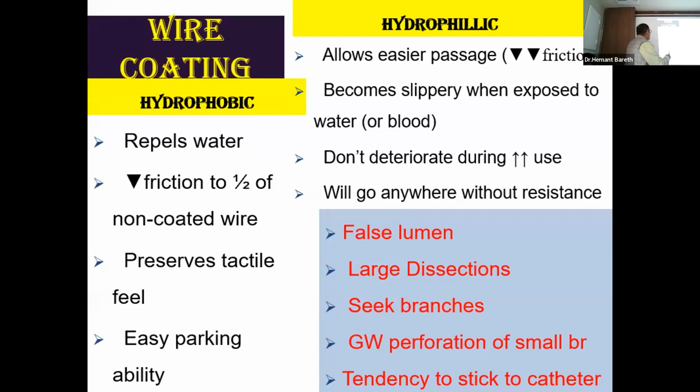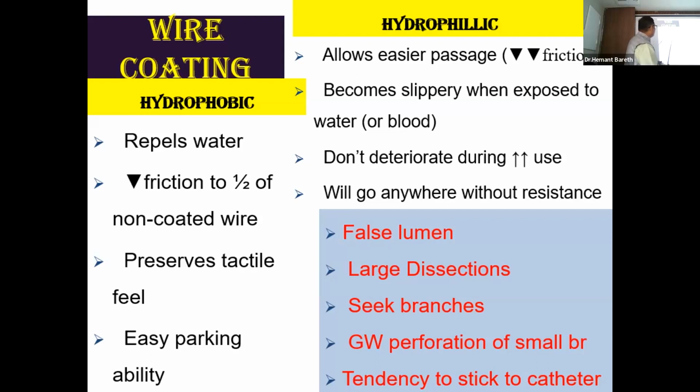And compared to uncoated wire, it will reduce the friction to half. That is why you don't use uncoated wire: it will cause a lot of friction, a lot of aggression, it may even cause vessel injury. So you have to coat with something. A hydrophobic coat brings the friction to half, and it preserves the tactile feel, and obviously it can be palpated easily.